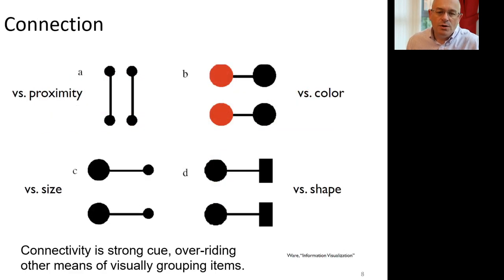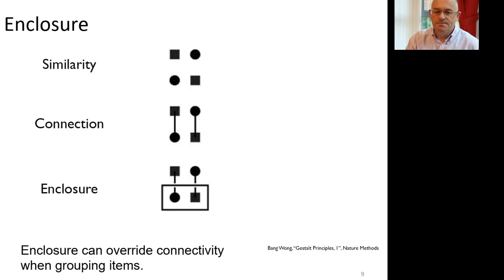Connection is a very strong cue to grouping. And you can see here the vertical and horizontal grouping, and it will override, in case B, color. So you've got red and black dots. And by using a line between them, you can group a red and a black dot, where you might naturally group them by color. So connection, very strong cue here. And the same for shape and size.